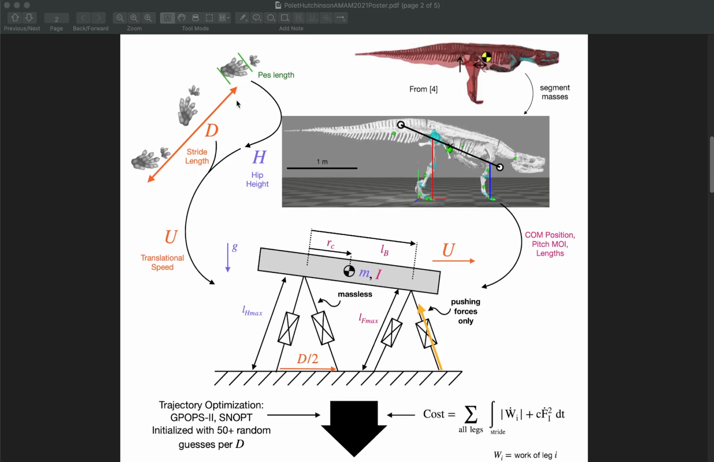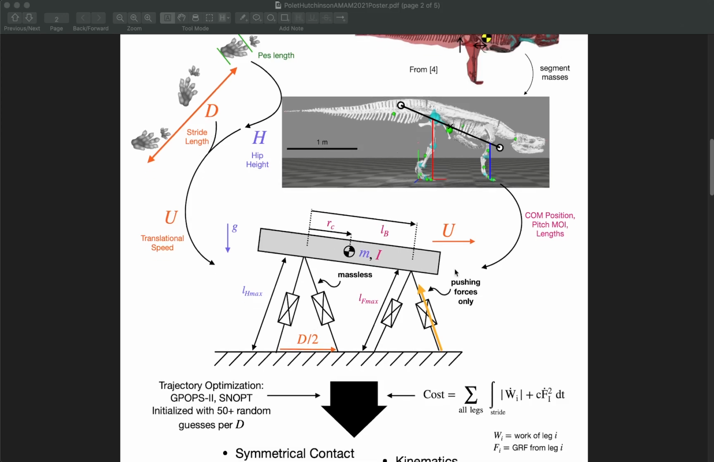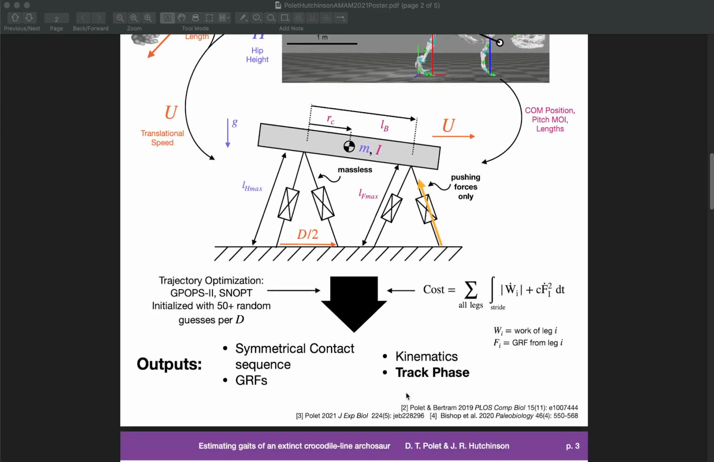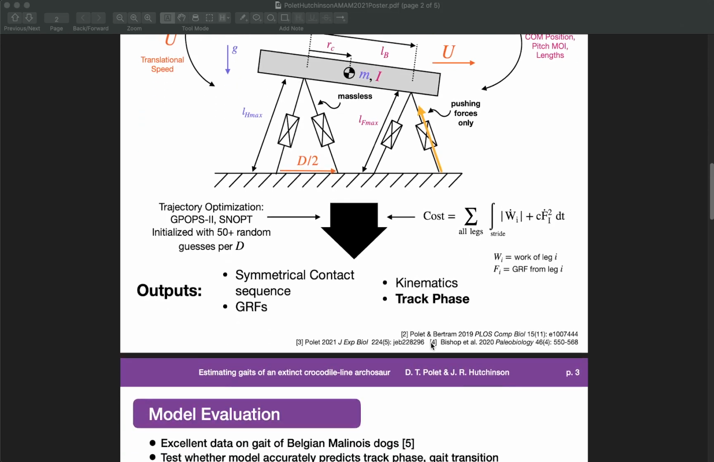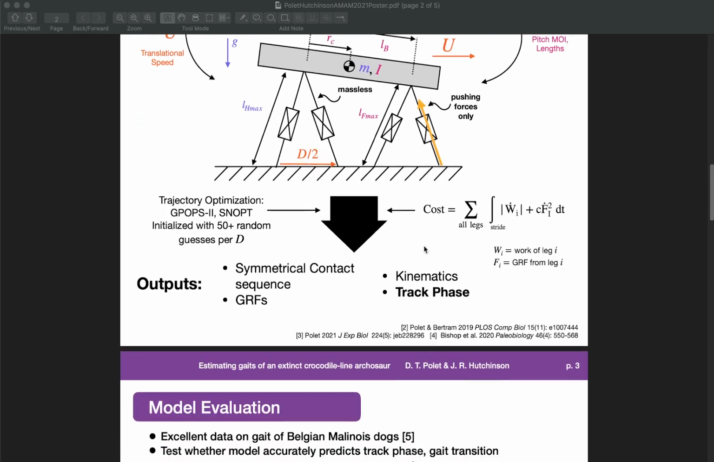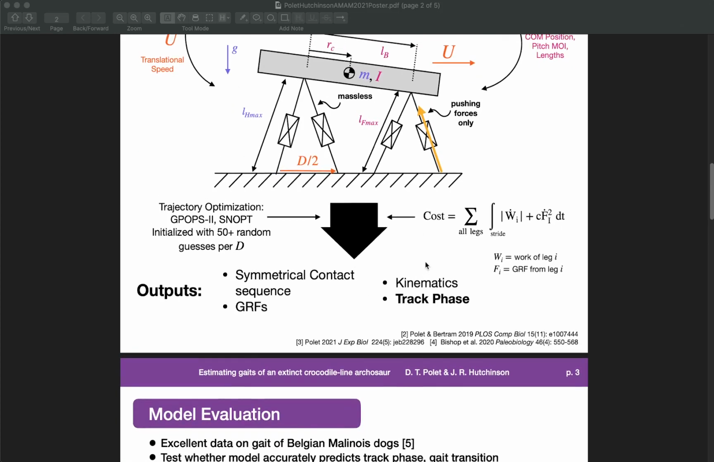And then from the trackways, we get some measure of stride length and speed, as I discussed before. Those are the only inputs we need to the model, and then everything else comes for free. The main thing we're interested in is track phase. And so we're going to compare the outputs of the model for track phase to the actual trackways.